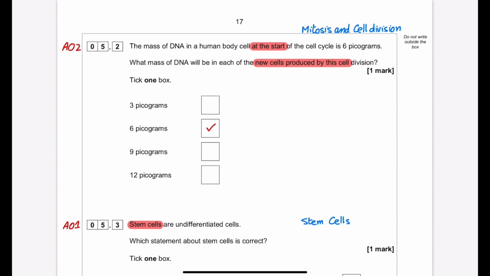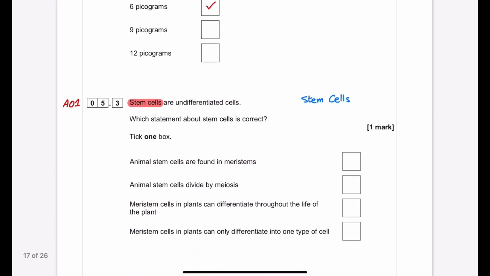The next question is about stem cells, which is an AO1 question. The student must have the knowledge about stem cells. Stem cells are undifferentiated cells. Which statement about the cells is correct? So we will go through all the options which are given here. We have to pick one of the boxes.